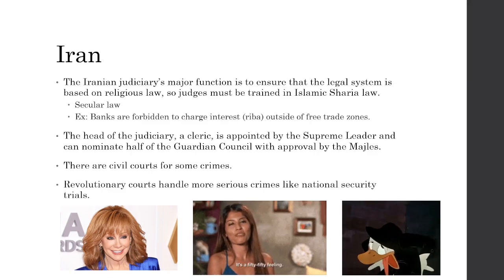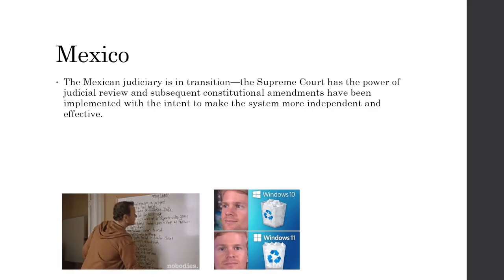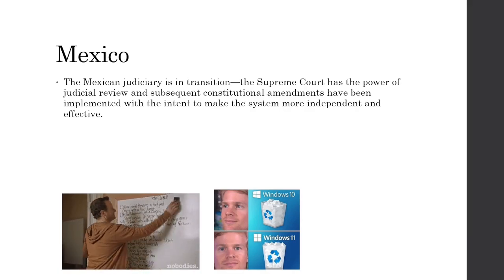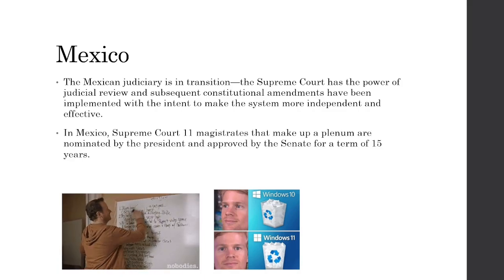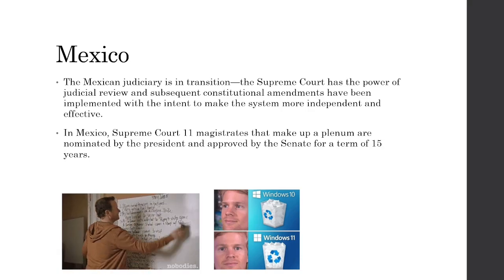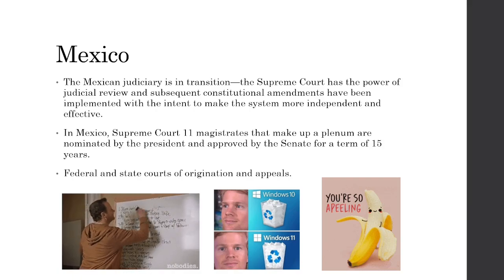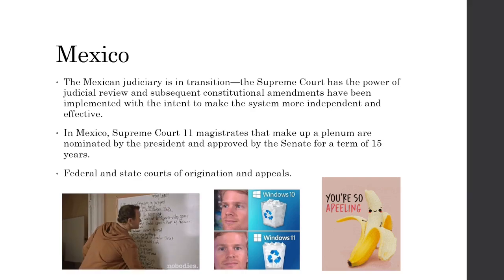particularly national security trials. In Mexico, we have a judiciary that's in transition. The Supreme Court is the center of judicial review, and if judicial review warrants it, there will be constitutional amendments, and this will make the system more independent and effective. There are 11 magistrates that are nominated by the president, and the Senate will approve of these magistrates. So they have the appointment power. And then these judges, these magistrates, as the term for it, have a term of 15 years. Federal and state courts of appeals also exist for your smaller crimes and appeals. And then the Supreme Court is that big court of appeals, the final court of appeals.